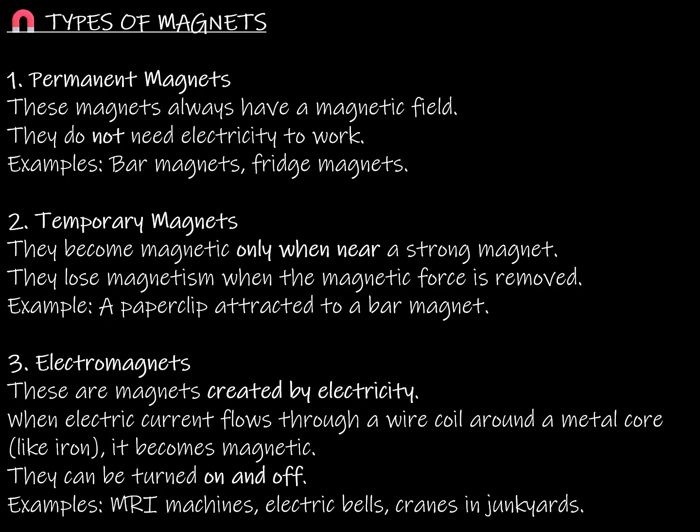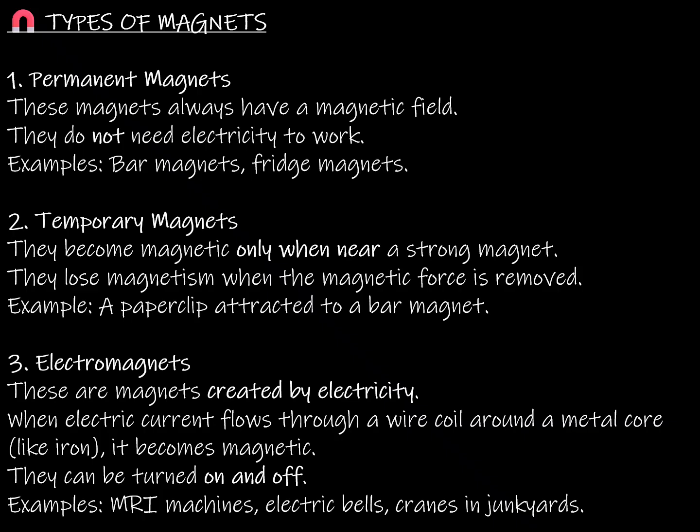Next is types of magnets. Our first on the list is the permanent magnet. This does not make use of electricity. Here it's permanent. It magnetizes other magnets. Here it's stable. It always has a magnetic field. It doesn't need the help of other magnets to be magnetized. It rather magnetizes other magnets. An example is a bar magnet.